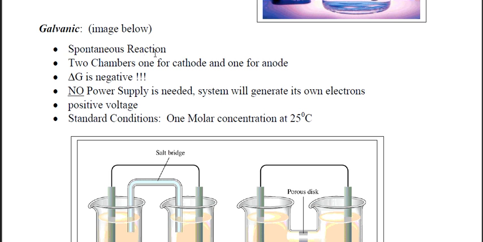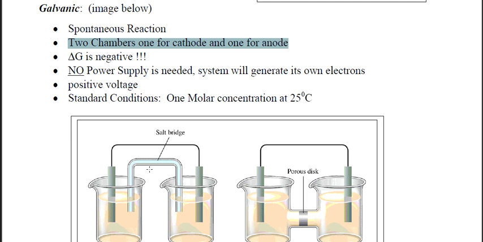Alright, the galvanic cell, again, is a spontaneous reaction. So this will take place on its own. We don't have to do anything. We don't have to put any work into the system. This reaction will take place on its own and create electrons. As stated just a moment ago, there are two chambers in this reaction, one for the cathode and the other one for the anode. We do not put the cathode and the anode in the same chamber with a galvanic cell. Delta G is negative. Again, that tells us that the reaction is spontaneous, so that is something that we would expect.